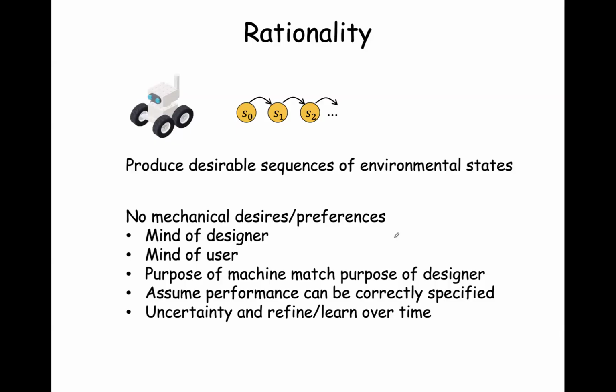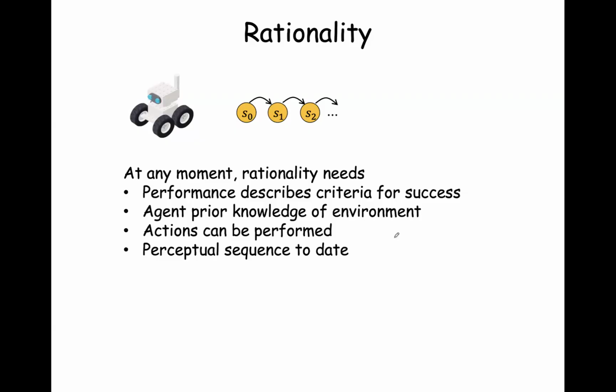Any questions? No. And so at any moment in time, and moment in time is important, especially in so-called continuous tasks, you need for rationality a couple of things. You need a performance measure that describes criteria for success. You need some prior knowledge encoded in whatever form that might be. You need actions that can be performed, and those actions could change based on the state of the environment and the agent's configuration in it. And you also need the percept sequence to date. Okay.